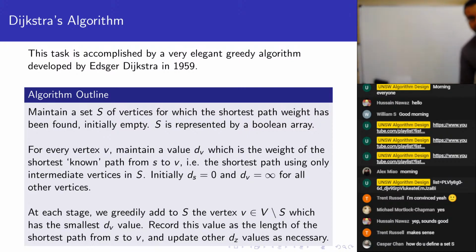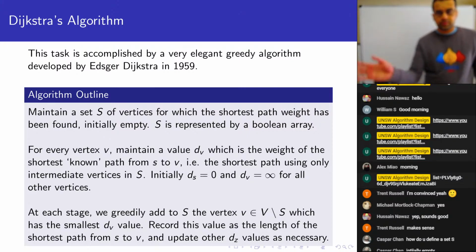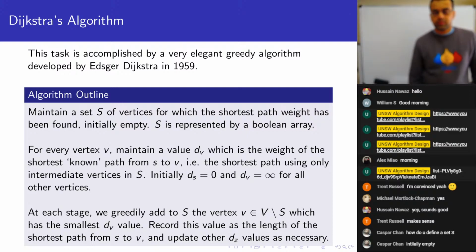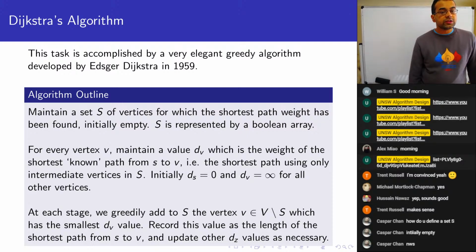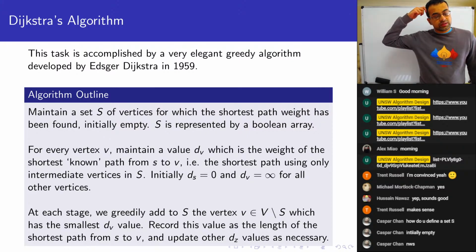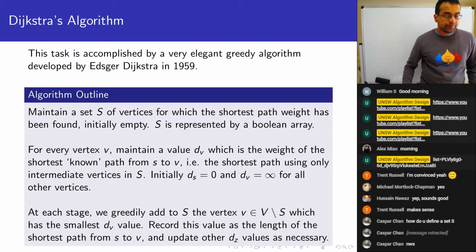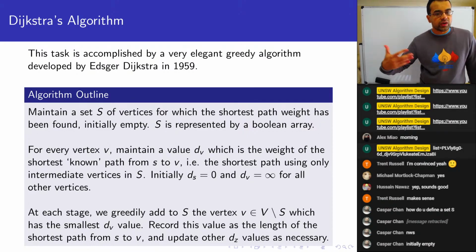Casper asks, how do you define a set S? Yeah, it's initially empty. So S is just a subset of vertices which are solved. It's initially no vertices, and then we add one vertex at a time. The first vertex to be added is the source vertex itself, because we'll first solve the shortest path to the source vertex and get that distance is 0, but then we'll add one vertex at a time, always adding whichever is of shortest distance among the unsolved vertices.